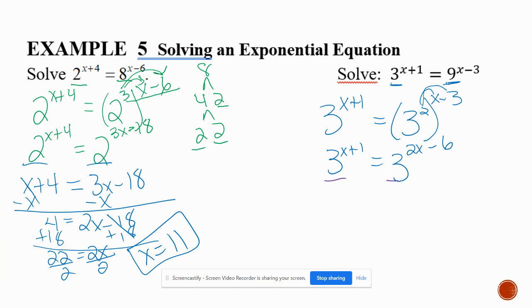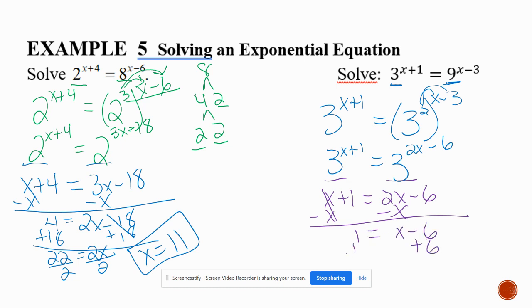Now that these are same bases, we can put our exponents equal to each other. Solve for x. I'm going to subtract x to its like term. We have 1 is equal to x minus 6. Add 6 to both sides, and we get 7 is equal to x.